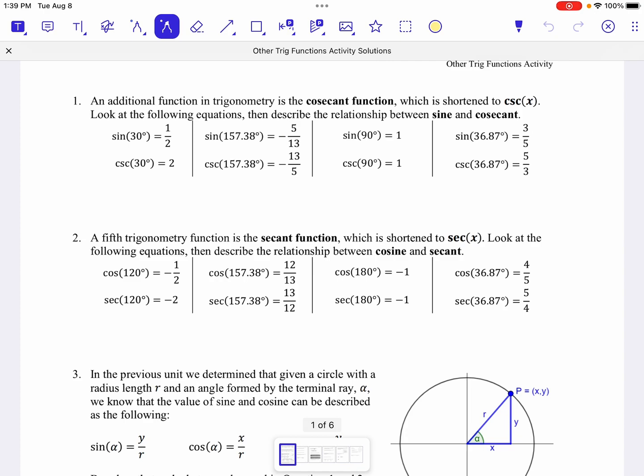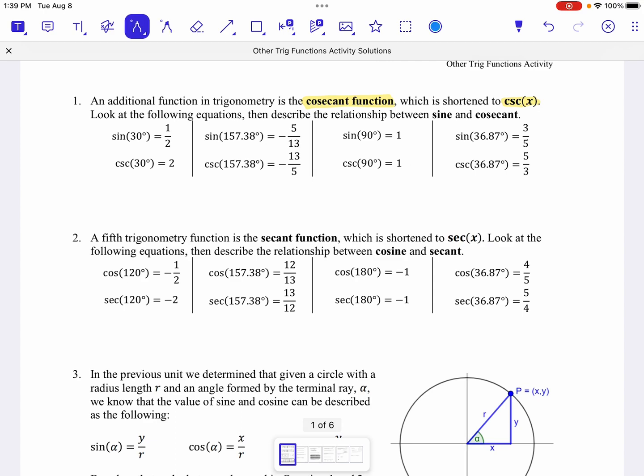One of the functions we're going to be talking about today is known as the cosecant function. We abbreviate that as CSC of x. And just like with our sine, cosine, and tangent functions, we would input an angle measure here, and we get out a numerical value. I want us to take a little bit here and just look at some cosecant values in relation to sine values.